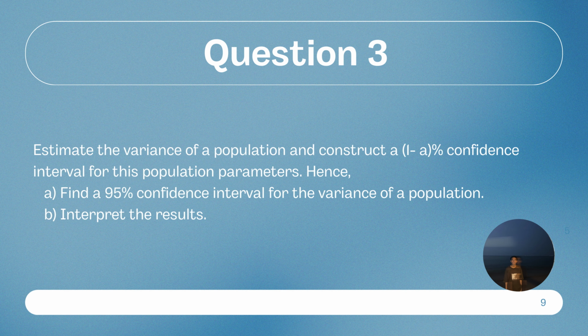Question 3. Estimate the variance of the population and construct a 1 minus alpha percent confidence interval for these population parameters. Hence, A. Find a 95% confidence interval for the variance of the population. B. Interpret the result.